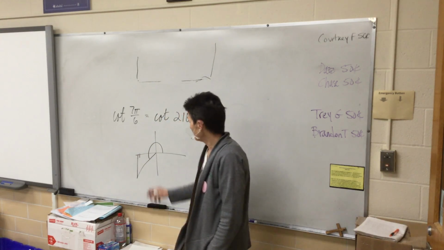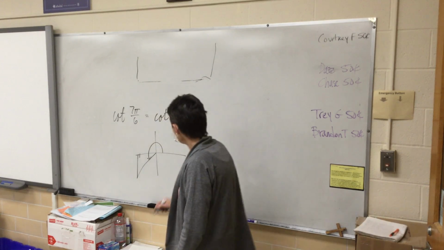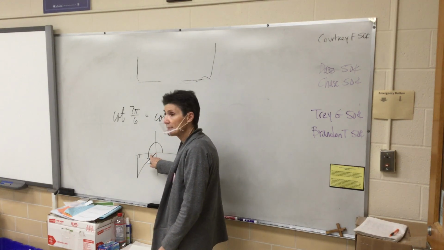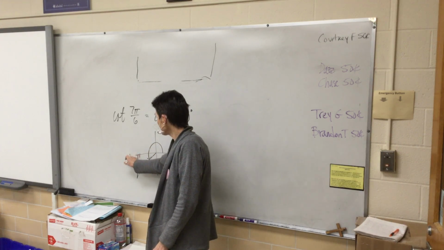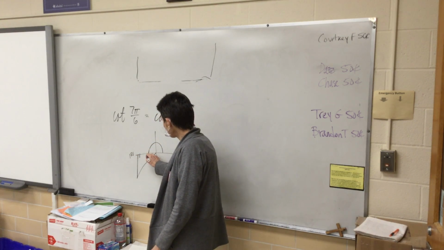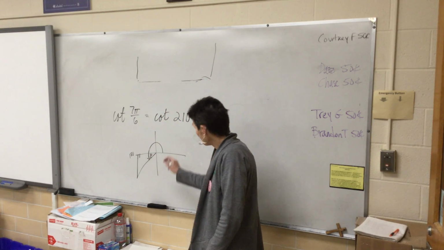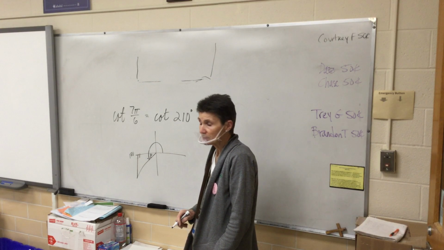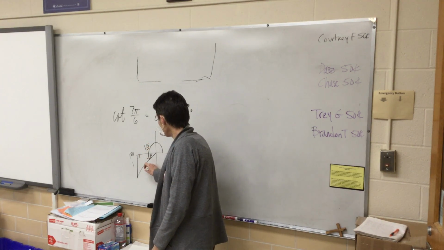So there's my butterfly bow tie. This is 210 degrees. And then the reference angle right here, okay, this was 210. This is 180. So this angle must be 30. So we got a 30, 60, 90 there. And across from the 30 is 1, and root 3 and 2.